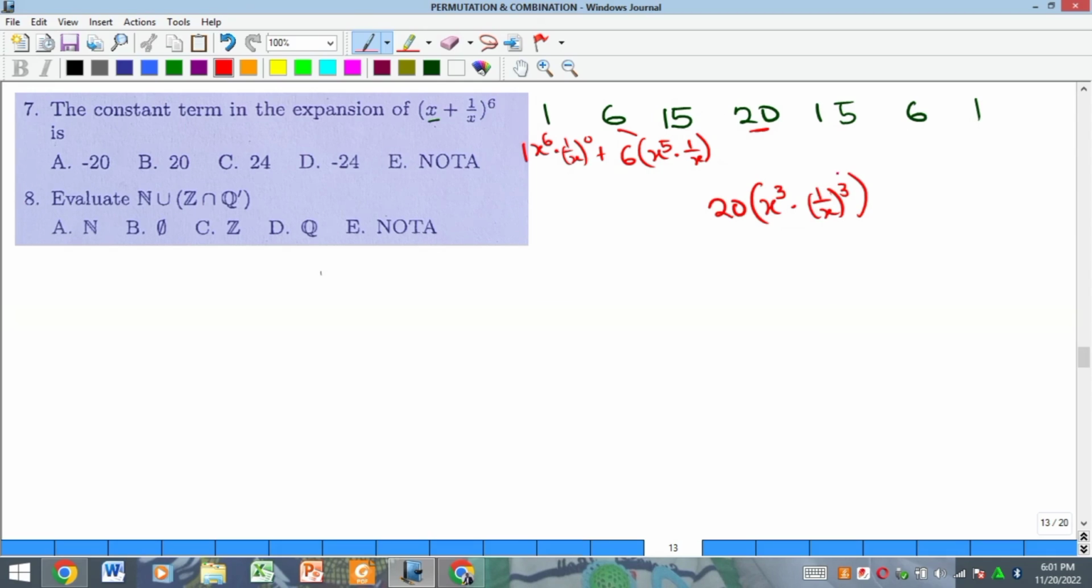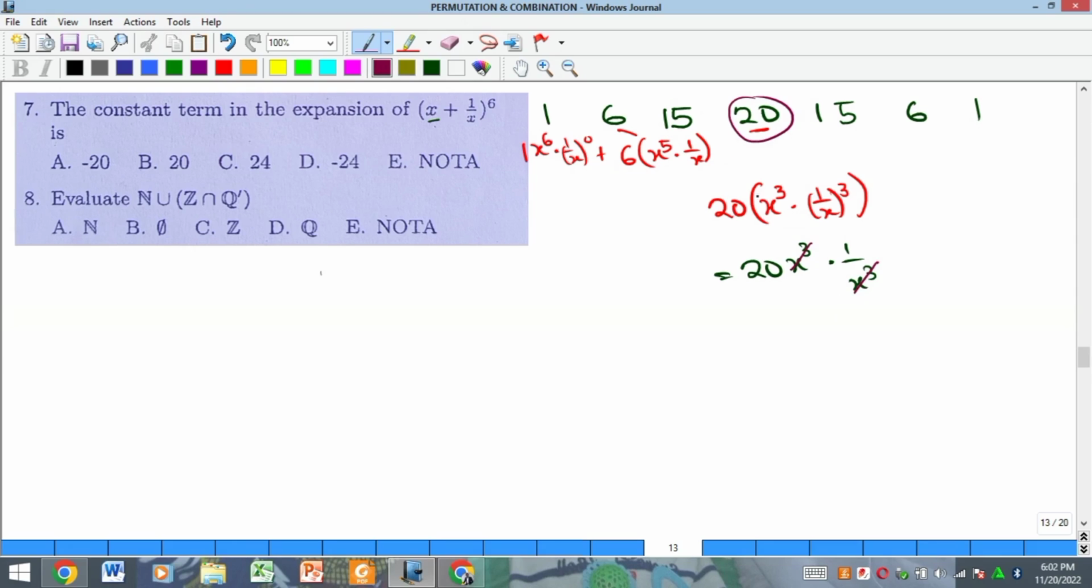So the rest is not going to give you something that will cancel. And how do I mean? If I expand this by indices, I'm going to have x cubed times 1 cubed, which is 1, all over x cubed. So x cubed will cancel x cubed. So it is only on this expansion that this will happen.